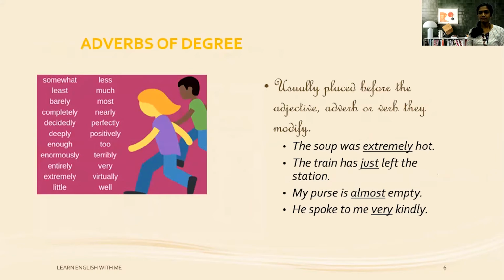For example, the soup was extremely hot. So you are telling how hot the soup was, right? So extremely hot. And hot obviously is an adjective. I'm modifying that. The train has just left the station. Okay, just left. You're modifying the verb has left.